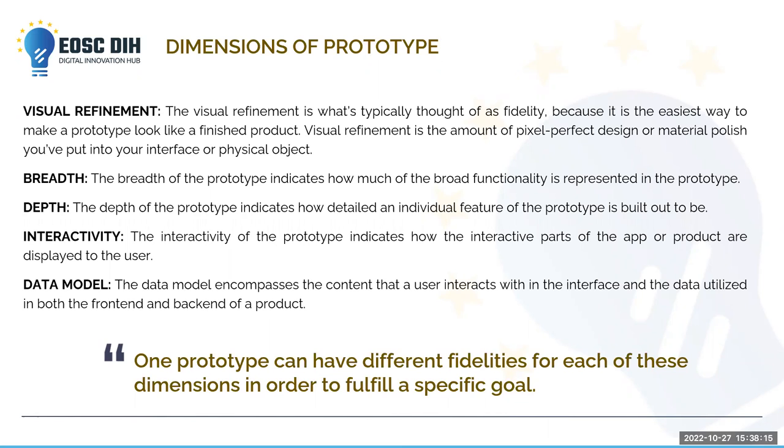Then comes the depth. So depth of the prototype indicates how detailed an individual feature is in your prototype, right? So you can have one or multiple deep parts of the prototype depending on the task you create for testing, right? A high fidelity prototype in case of depth will have not just the features, but each and every feature will be detailed out with individual tasks that the users will have to do within your project. So each and every screen will have to be made, each and every interaction will have to be shown. So that's what we mean by adding depth to it.